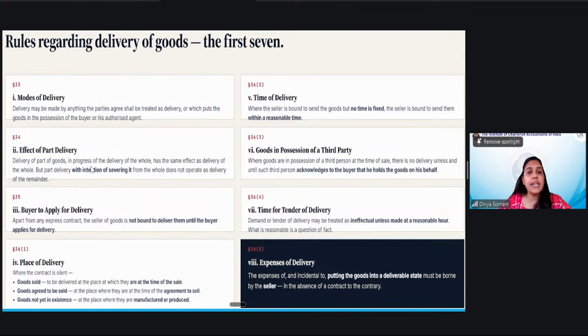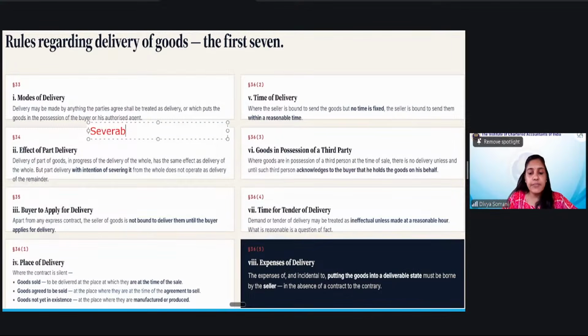Next is effect of part delivery. This we have seen. Let us read it. Delivery of part goods, if in progress of delivery of the whole, has the same effect as of the whole, but part delivery with the intention of severing it from the whole does not operate as the delivery of the remainder. Here, if you just want to really understand it in simple language, I'm just writing it for you. You can just write it.